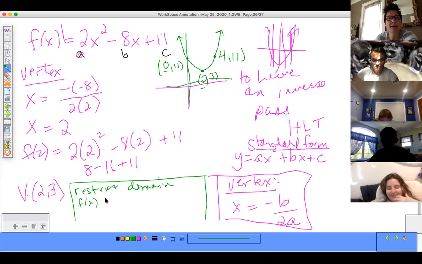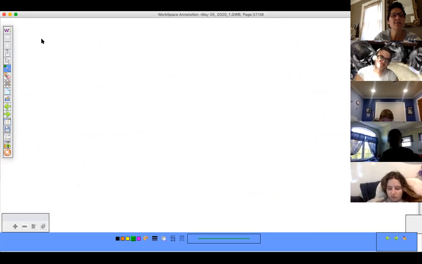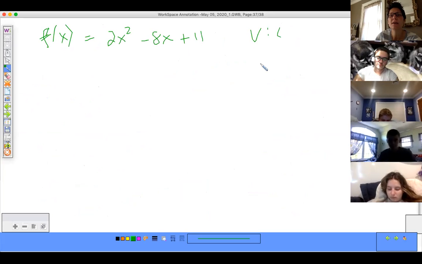Okay. So we have f of x is equal to 2x squared minus 8x plus 11, but we're restricting the domain to be x is greater than or equal to 2. Okay. So we've done our domain restriction. Now let's say we want to find his inverse. So I'm going to have to go to a new page. So we had our f of x equal to 2x squared minus 8x plus 11, right? We know that our vertex is at 2, 3, and we restricted the domain to be x is greater than or equal to 2.